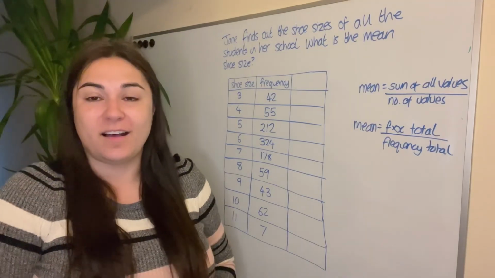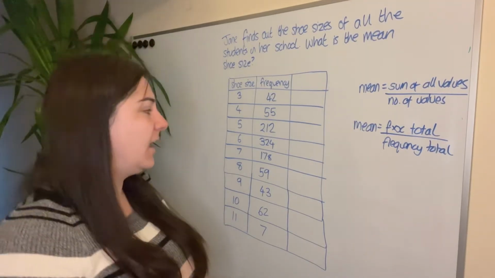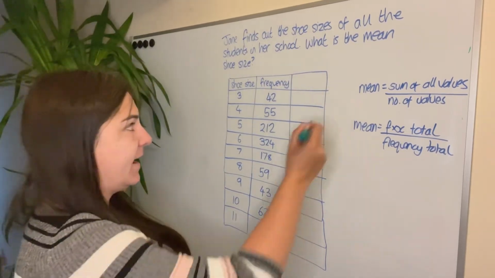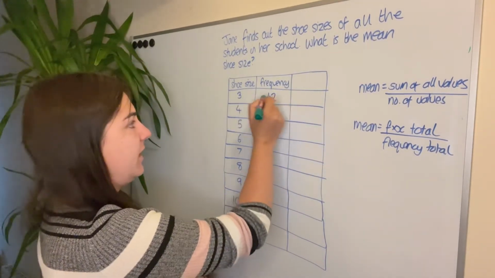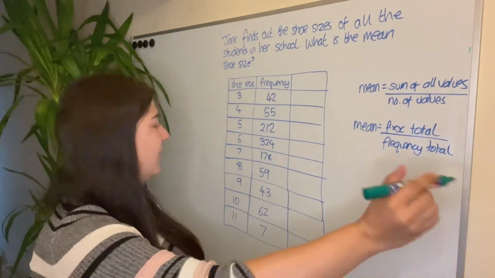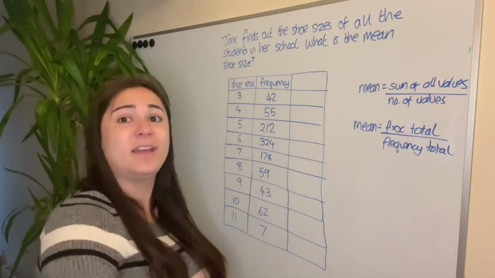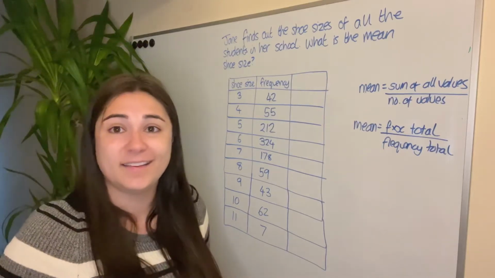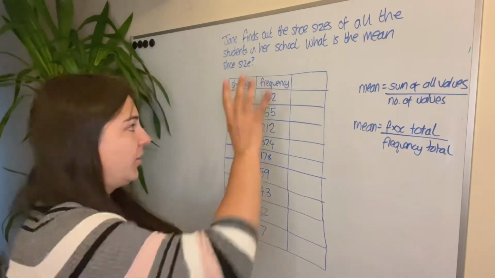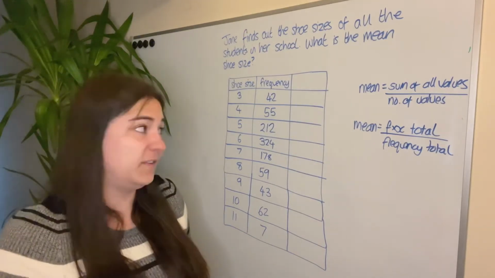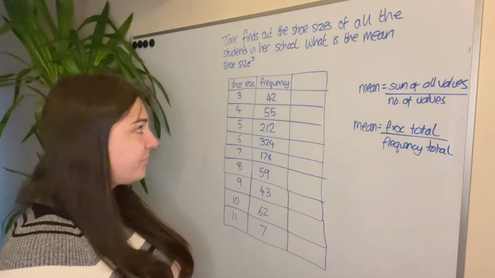Okay, so here's our final example where we've got, as you can see, a lot of data. If I were to write out 3 42 times, that would take a really long time. If I were to write out 6 324 times, that would take a lot of time. And then to type that all into my calculator would take forever. So when we've got a table like this, it's important that we know how to do it the shortcut way.